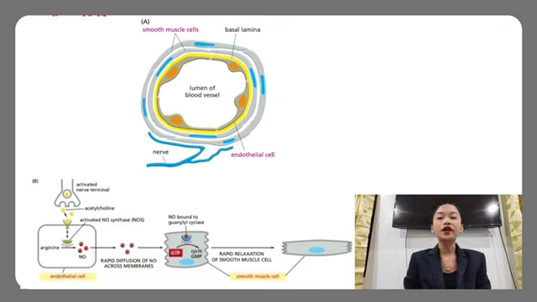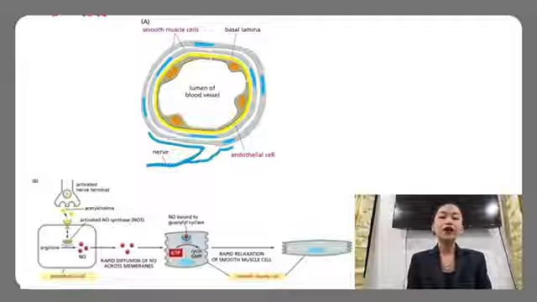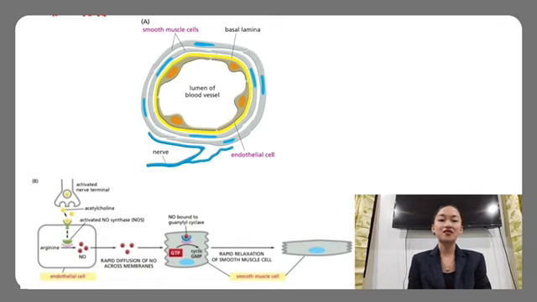While in Part B, when the nerve is activated, it releases a chemical messenger called acetylcholine. Acetylcholine binds to receptors on endothelial cells, which activates an enzyme called nitric oxide synthase or NOS. This enzyme converts the amino acid arginine into nitric oxide, also known as NO. Nitric oxide is a small gas molecule that quickly diffuses from the endothelial cells into the nearby smooth muscle cells.